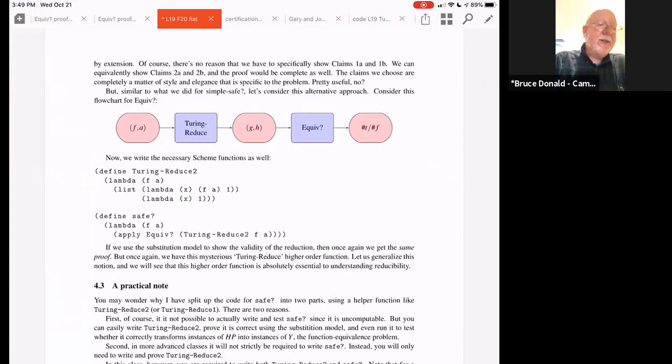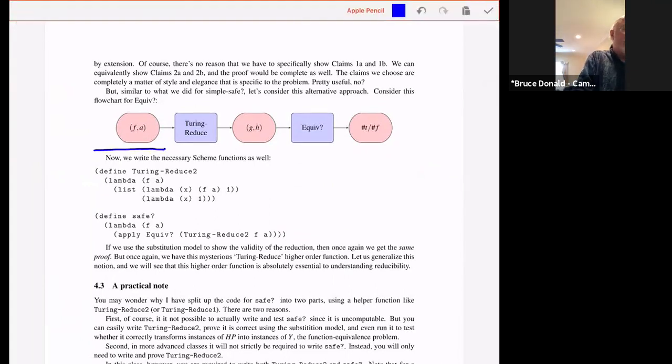The goal of this exercise is to take the input to the halting problem, namely a thing of the form f comma a like this. We're going to build a transformer function called Turing reduce like this. It takes in a pair f comma a, and it returns a pair of functions. So this is really best understood by thinking of types. The type of input to, say, the halting problem is f comma a, f a function, a an arbitrary argument. The type of input to an equiv is g comma h, where g and h are both functions. So the reducer or the transformer function takes in f comma a and gives back a pair of functions g and h.